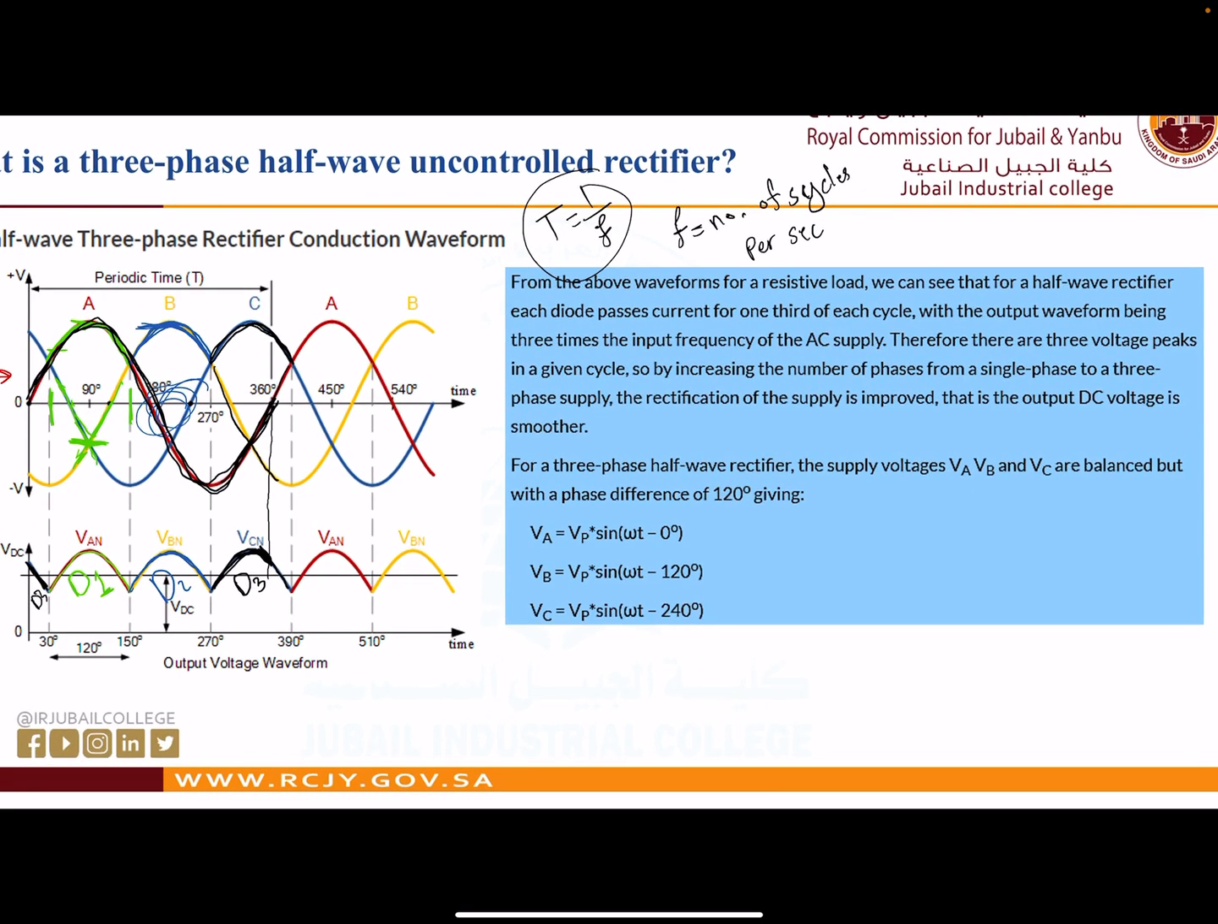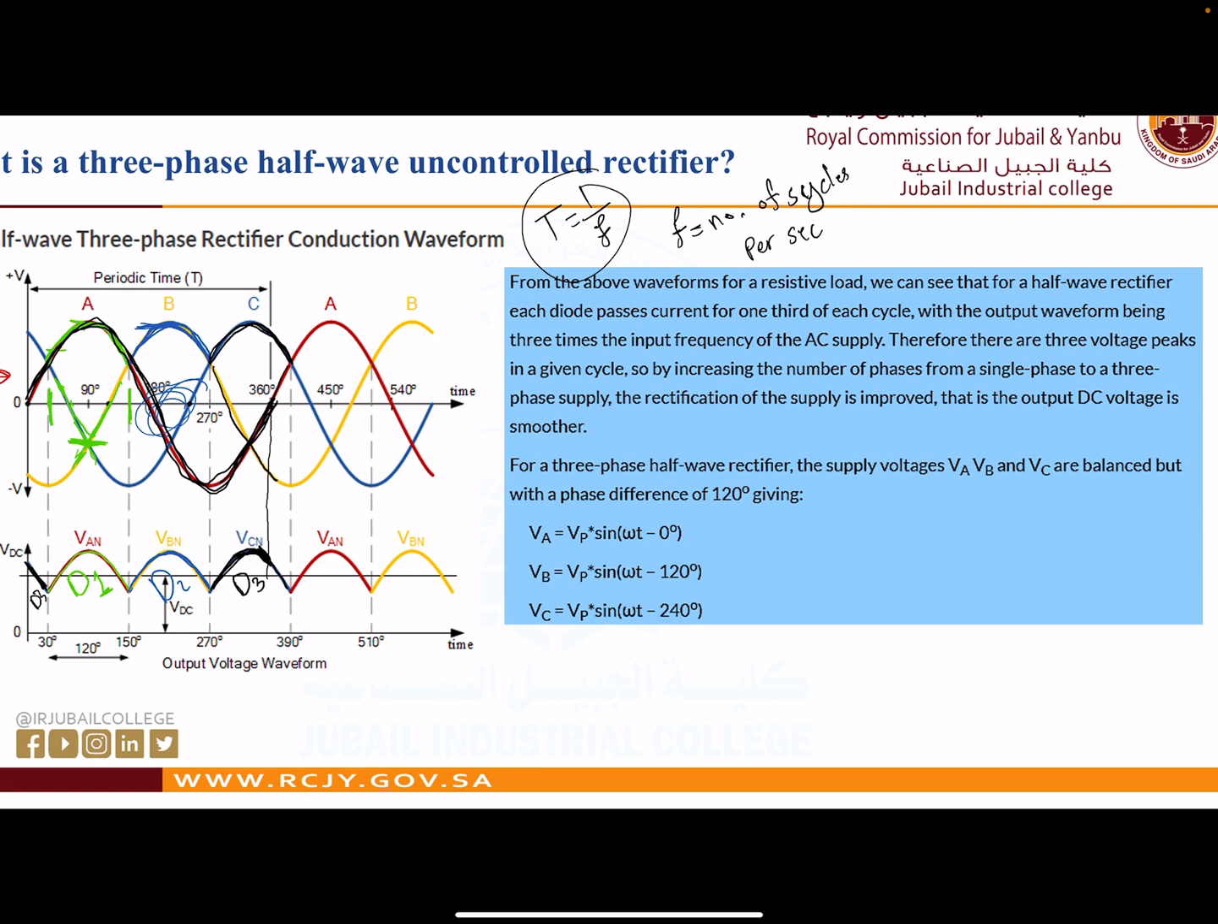Also we can refer to this paragraph, guys, in order to understand more about the three phase. And this is for the voltage A, right? This is for voltage B, and this is for voltage C. We know that V peak here, and this is the sine, and this is omega t. Omega t, of course, is here, right? And this is angle 0.